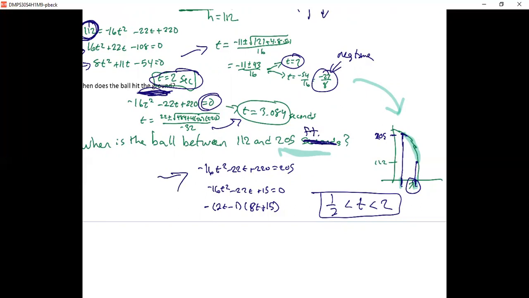I brought everything to one side, factored it completely, and this gives me t equals 1/2. And this is once again negative time, which doesn't exist. So our answers are going to be 1/2 and 2.